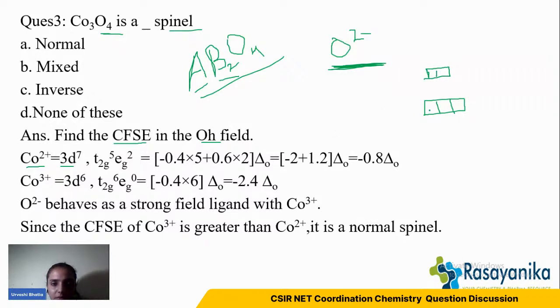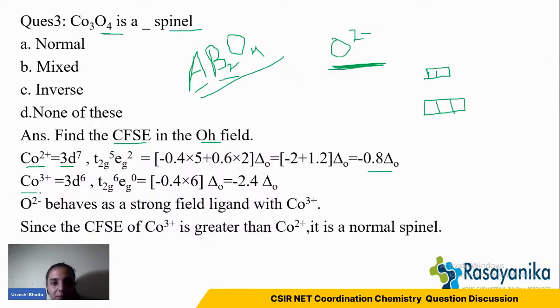So we'll fill 3 electrons, 1, 2, 3, and 4, 5, and the 6, 7, like this. Okay. So now minus 0.4 into 5, 5 electrons in the T2G, plus 0.6 into 2, and del O, and this is what we get. This is the value. Okay.